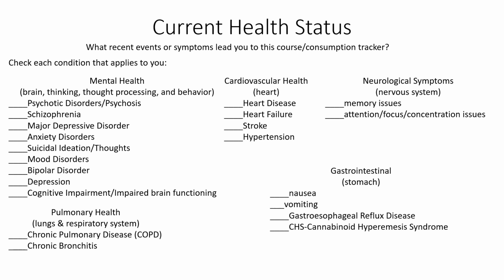Then it asks about your current health status. It asks a big question. What recent events or symptoms led you to this course or consumption tracker? So why have you decided to get this information on this knowledge about the risk and safety precautions associated with cannabis consumption, or why are you using this tracker? And then it goes on to ask you about your mental health, your current health status as far as your mental health, your heart health, your stomach health, the health of your brain and nervous system, and your lung health.